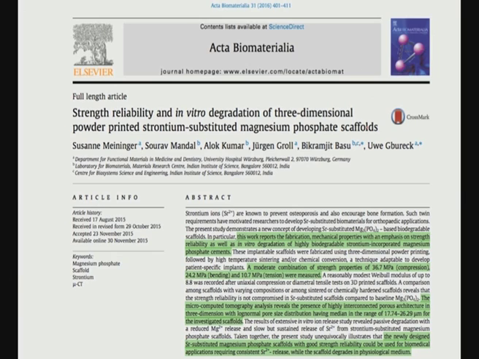This work is now published in Acta Biomaterialia in 2016, where one can see more details, and it is a collaboration between IISc and a group in Germany. So, that is all about 3D printing of the scaffolds, or additive manufacturing of the scaffolds. Thank you.